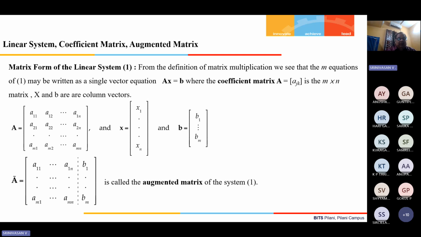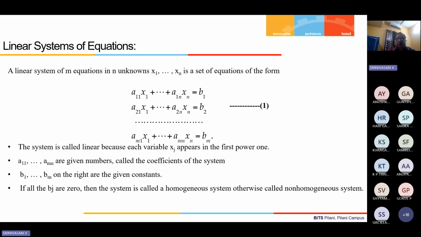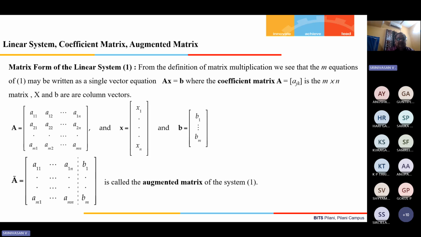So what is that? M rows and one column. This is m rows and only one column because you are doing the addition. Don't take it as m by n. A11 x1 plus etc. A1n xn, first row. A21 x1 plus etc. A2n xn, second row, etc. You have m rows, but only one column.